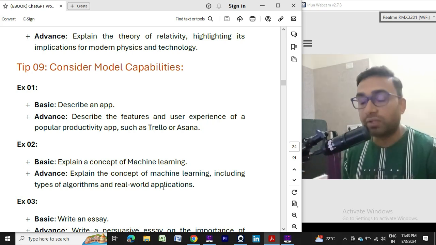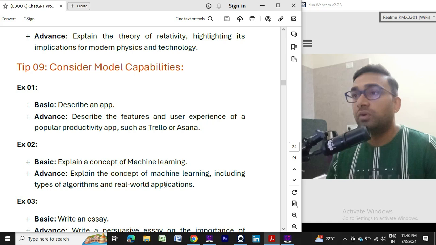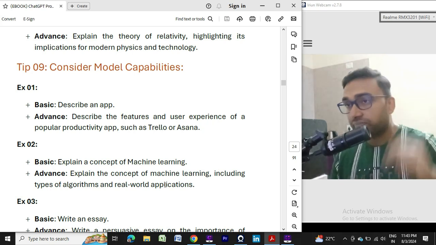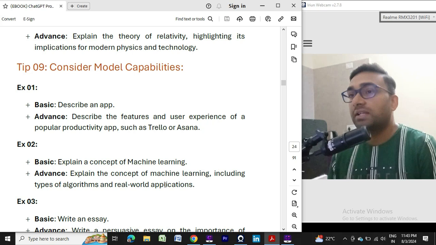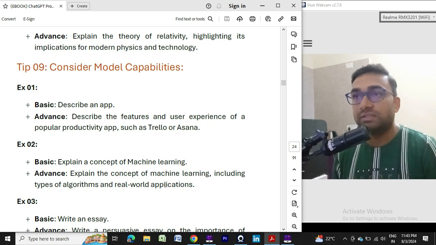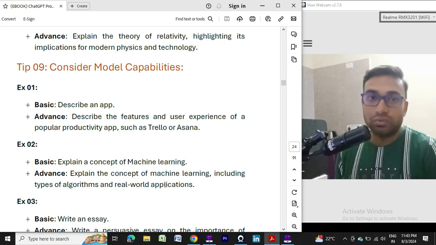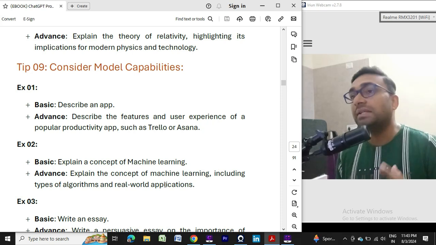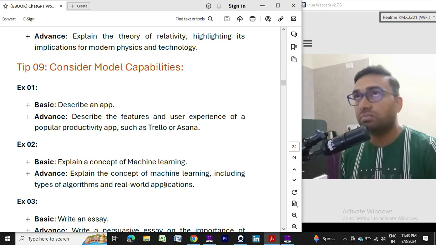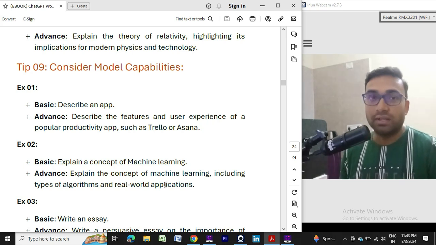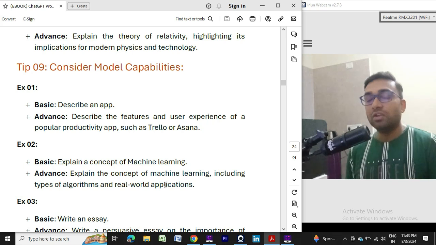Here we will check an example. Here I am asking ChatGPT to describe an app. It's a very generic, very broad question, so it will provide a generic answer. I did not mention which app or what the purpose of creating that app is, so it will provide a generic answer.